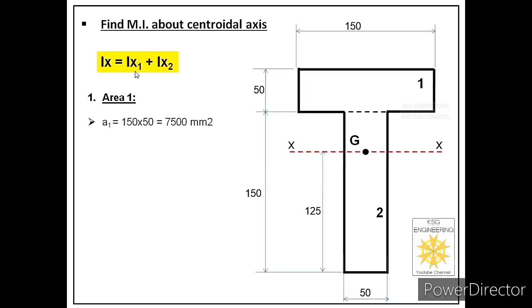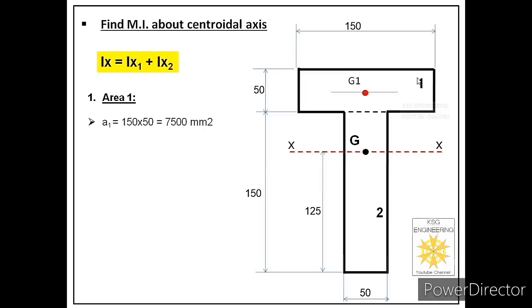So first of all, let us find Ix1. For Ix1, the very first calculation is related to the area. The first area is a rectangular area, so its area will be equal to length into width. So area 1, A1, is equal to length 150 by width 50, which is 7500 mm squared. Let us assume that all dimensions are in millimeters. Now after that, what do we do? We locate the centroid of the individual areas.